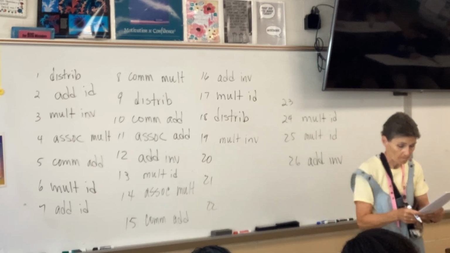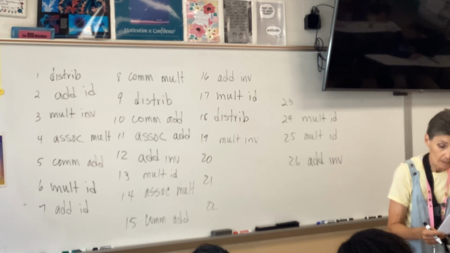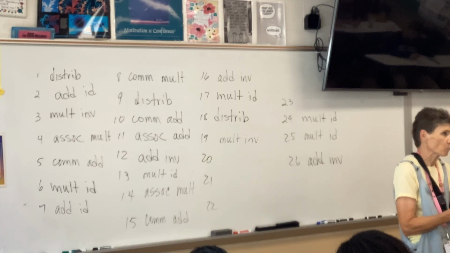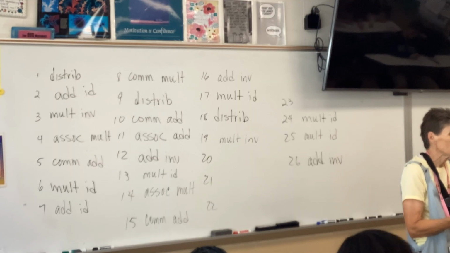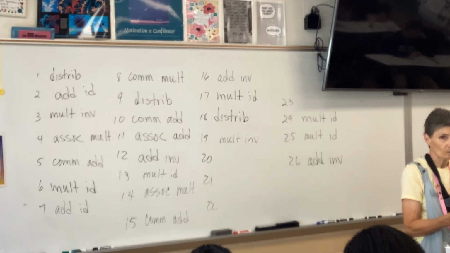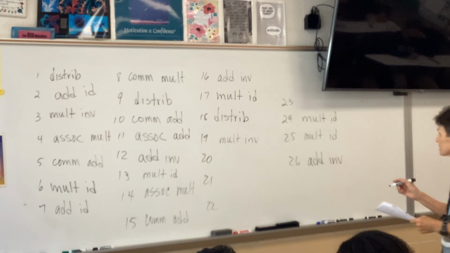Put your hand up, sweetie. And 20 is associative? Are you talking about number 20? Okay, let's look at number 20. That one is really confusing. There's so much going on. Number 20 is commutative because what happened? The parentheses, not what's in them, but the parentheses change places. So yes, number 20 is also commutative.